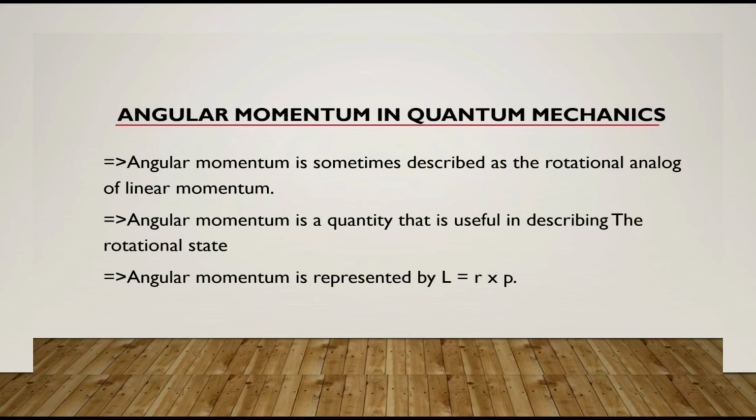In quantum mechanics, the angular momentum is defined by applying a quantization operation to the classical expression. Thus, the angular momentum is represented by L equal to r cross p, where r is a position vector and p is the momentum vector.